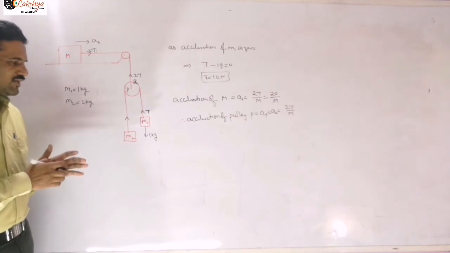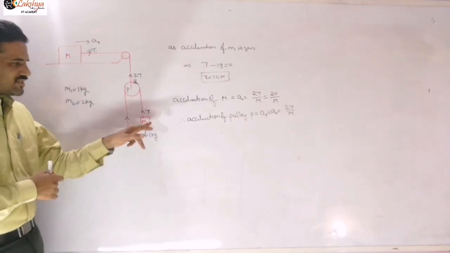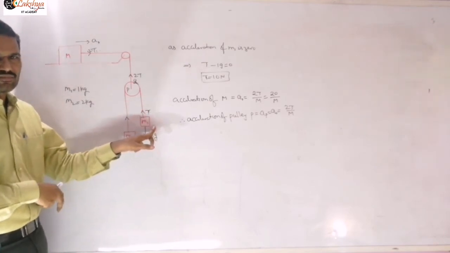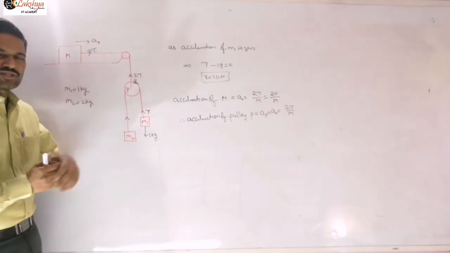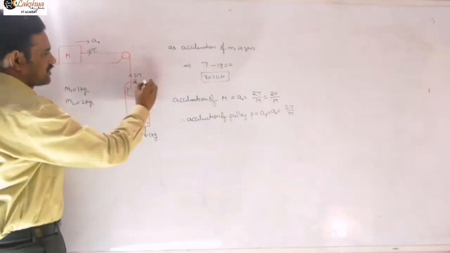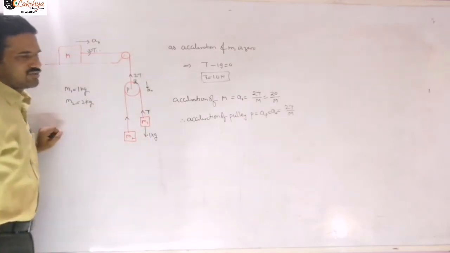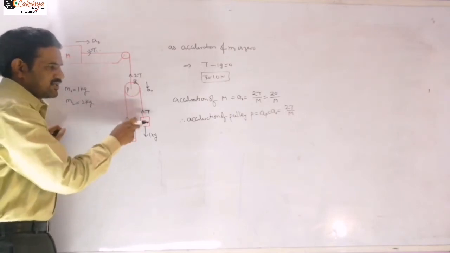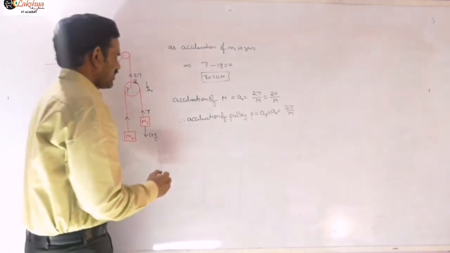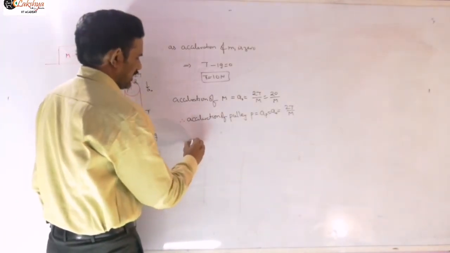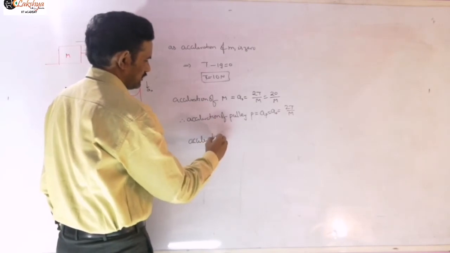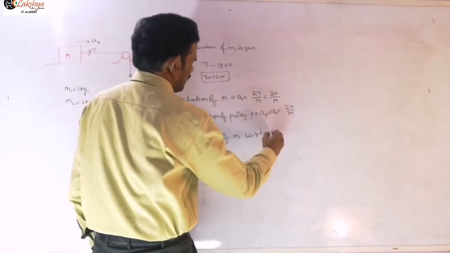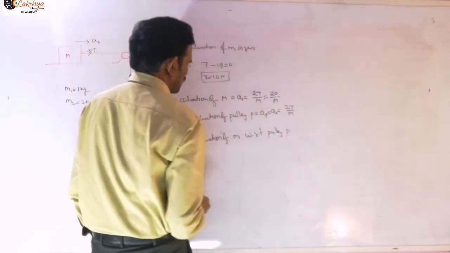So with respect to him, these two blocks will have some acceleration. The acceleration of this block, with respect to ground, is 0. Now can you say, with respect to this man, what will be the acceleration of this block? This man is moving down with an acceleration a naught. Then if its acceleration is 0, with respect to him it appears to be moving upwards. Simply, if I write the acceleration of m1 with respect to pulley P.